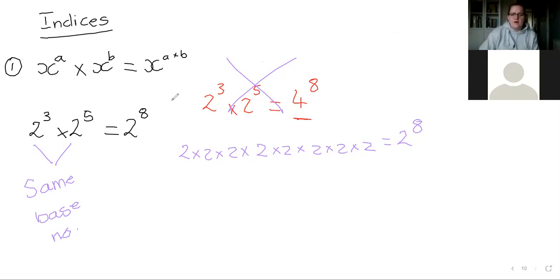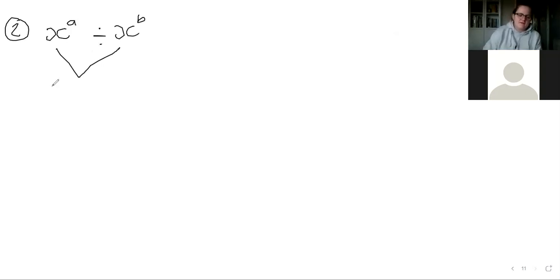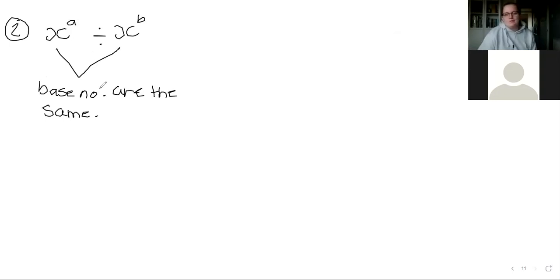So let's have a look at indices if we are going to divide them. This is number 2. Let's go with x^a again, divided by x^b. Our base numbers are the same. We still have to have the same base numbers, the same rule as when we're doing multiplication. This is nice and easy because our base numbers are both the same. When it was multiplication, we added our indices together. Now it's division, we're going to subtract them from each other. So we would get x to the power of a minus b.